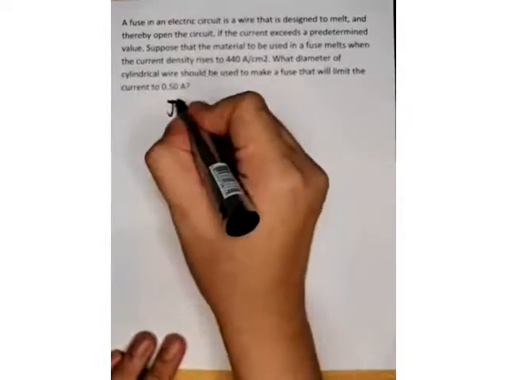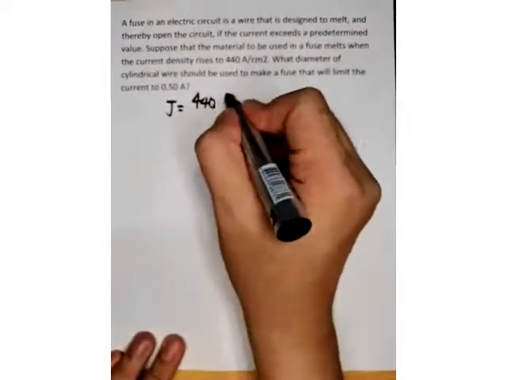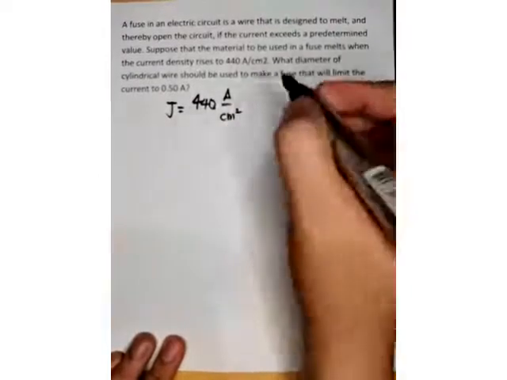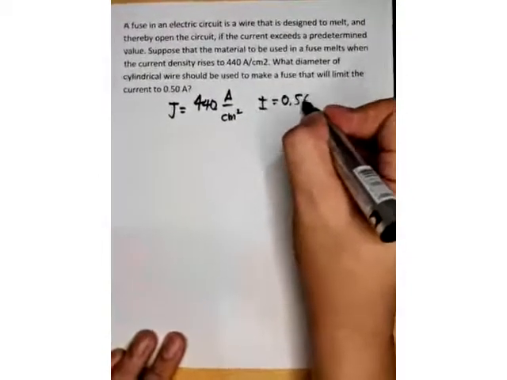Okay. So a fuse in an electric circuit is a wire that is designed to melt and thereby open the circuit if the current exceeds a predetermined value. Suppose that the material to be used in a fuse melts when the current density rises to 440 amperes per square centimeter. What diameter of cylindrical wire should be used to make a fuse that will limit the current to 0.5 ampere? So we're given that the current density is 440 amperes per cm squared. And the current is 0.5 ampere.